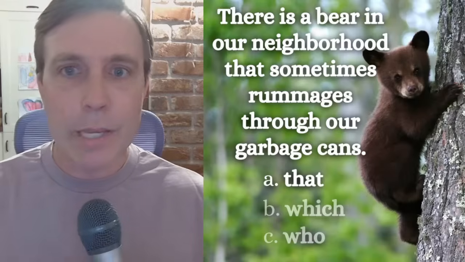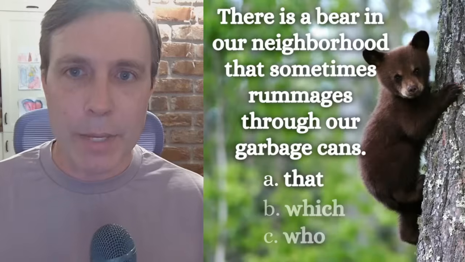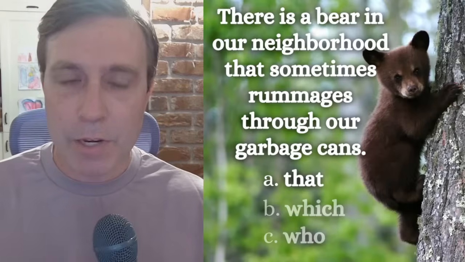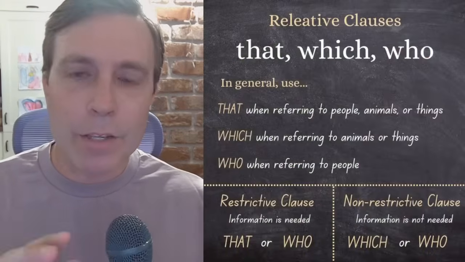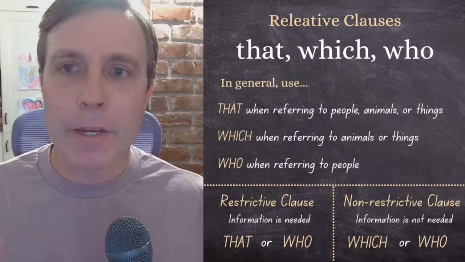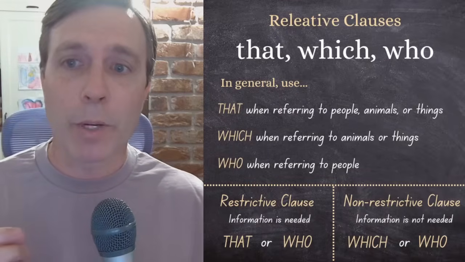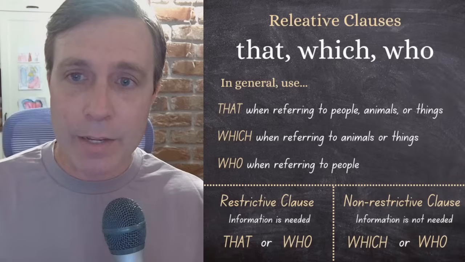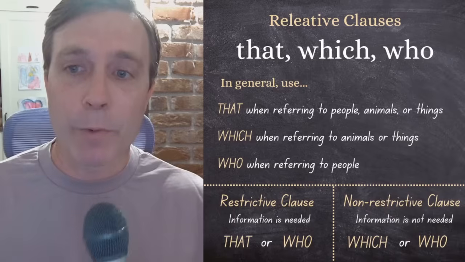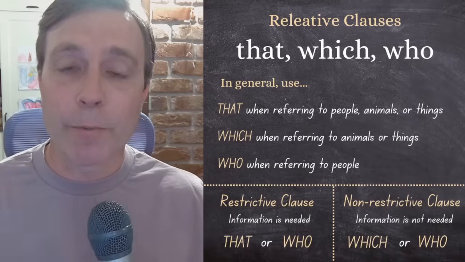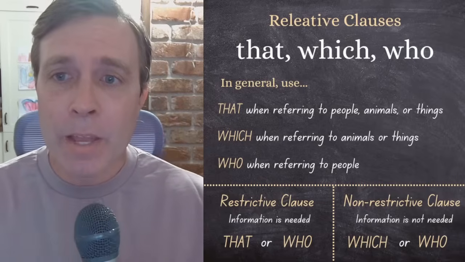Now, which is okay if you use which. I will say that I think it's more common in British English than especially in the US, and I'm from the United States. The way that you would often come across with these relative clauses is the general use right here. That, when referring to people, animals, or things, right? In this case, we're referring to the bear. Which, when referring to animals or things, and who, referring to people. So because we're talking about an animal, you're not really going to use who.